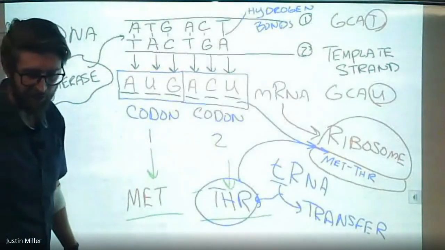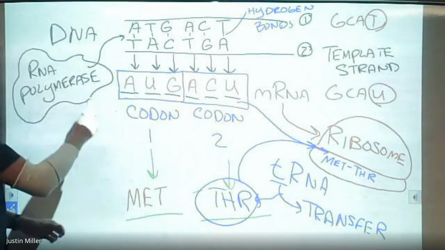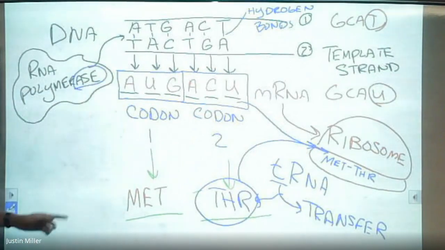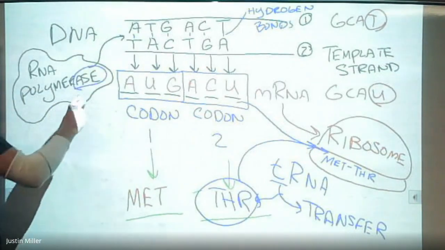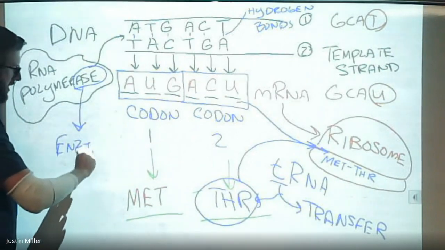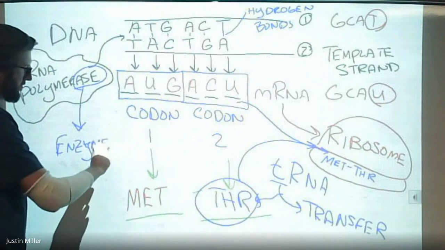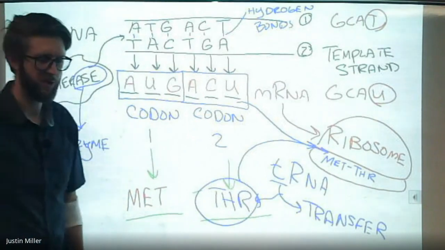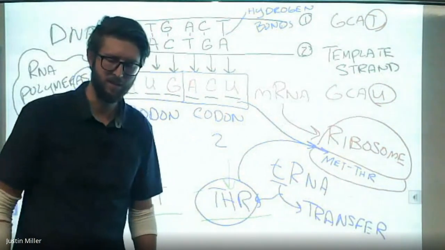So one other thing I forgot to mention earlier, RNA polymerase, anything that ends in ASE is going to be an enzyme for the most part. There's nothing I can think of that ends in ASE that's not an enzyme.